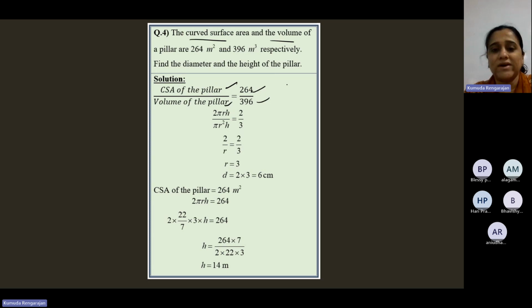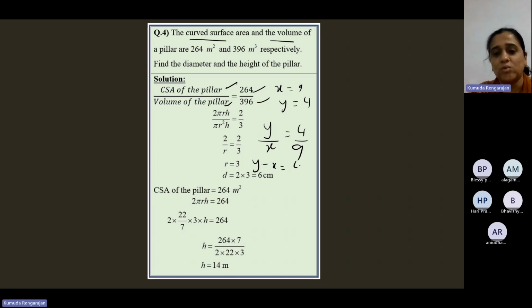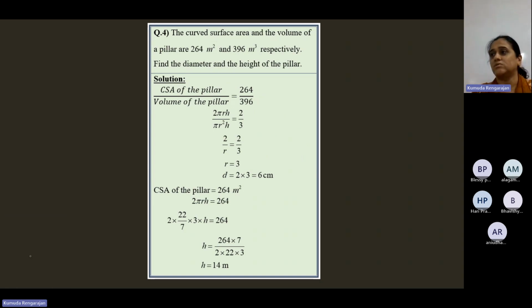See, when you have x is equal to 9 and y is equal to 4, you can also divide the second equation by the first equation. Y by x is equal to 4 by 9 is also correct. You can also subtract, y minus x is equal to 4 minus 9. Any order you can add, subtract, multiply, any way you can do. There's nothing like this should come first, that should come second. No. So here also you can write volume by CSA.